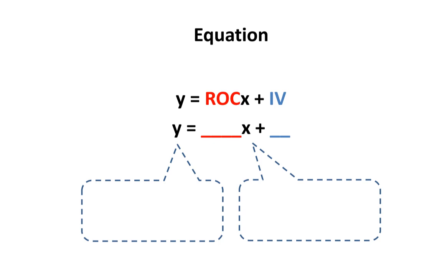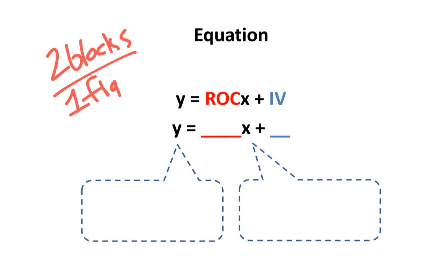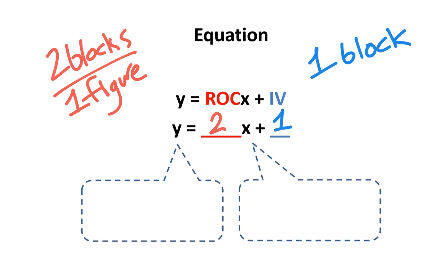This pattern that we just saw can be represented with an equation. Y equals rate of change multiplied by x plus the initial value. We discovered the rate of change to be 2 blocks for every one figure. 2 over 1 is the exact same thing as 2 divided by 1, which is the same thing as just 2. Therefore, the rate of change, you can simplify it to just 2. Furthermore, we discovered the initial value to be 1 block. Therefore, we can just write the number 1 as the initial value.